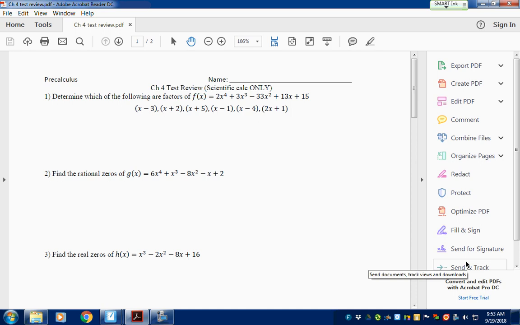As we go through these, what we're going to be doing on your scientific calculator or in your head is plugging in the opposites of these, right? So you'd plug in 3 here. Do you get 0 when you plug in 3? Okay, so then you get to do a double check here. You take 3, and you are going to synthetically divide it into this thing.